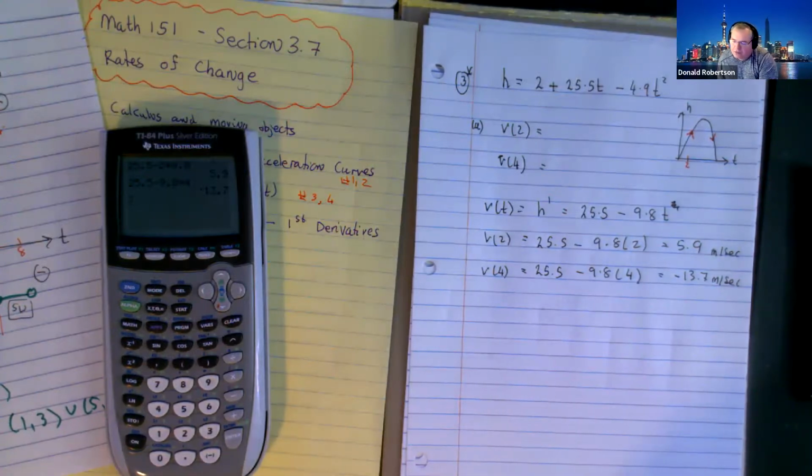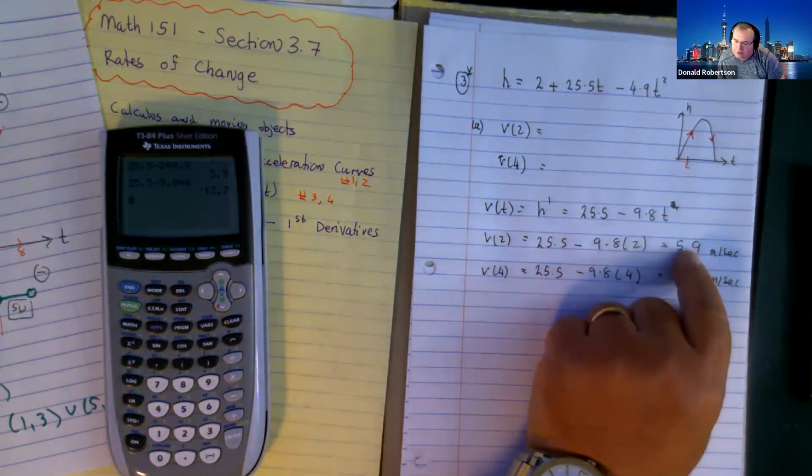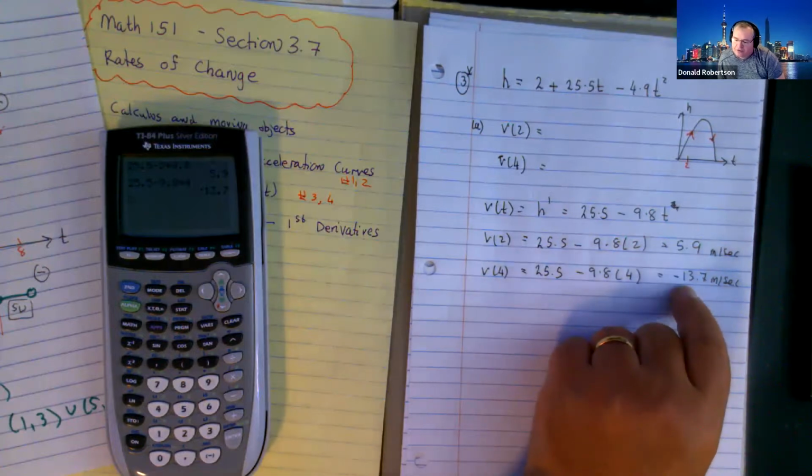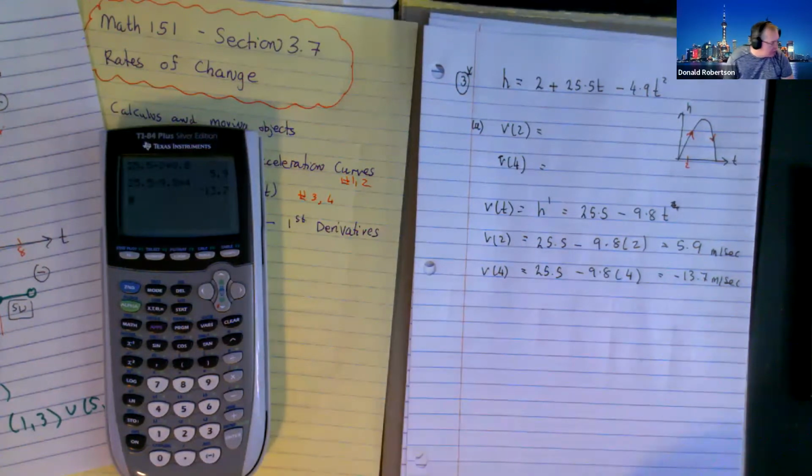So I already have a little snapshot of this object as it was thrown in the air. Right. This is how fast it's going, its velocity at the 2-second mark. This is its velocity at the 4-second mark.